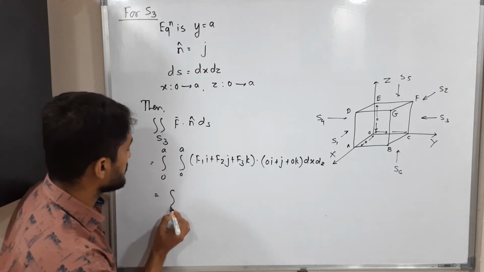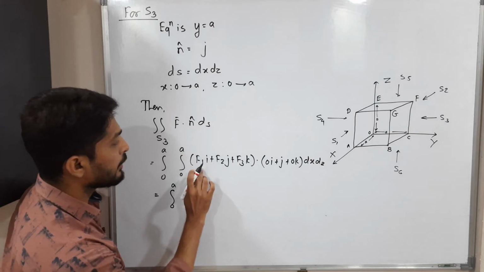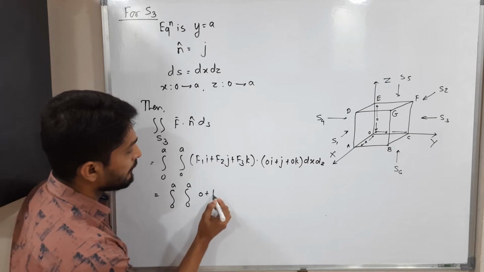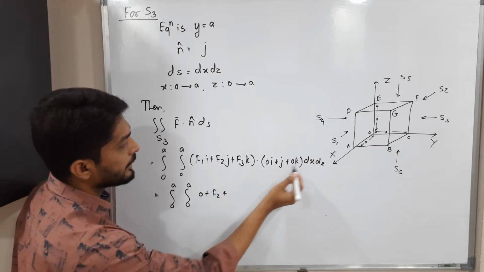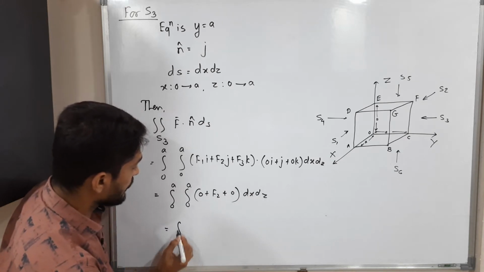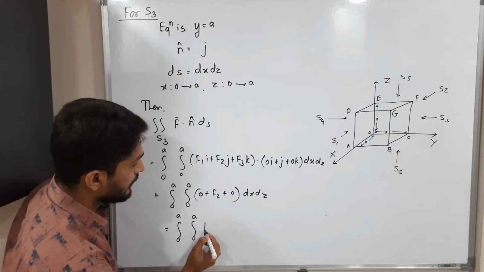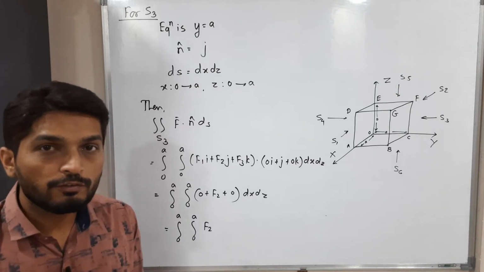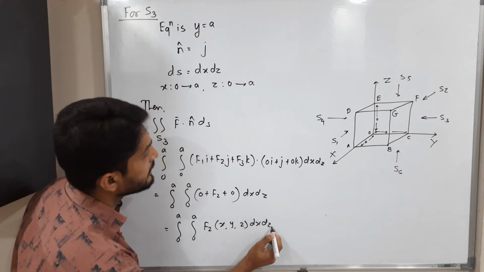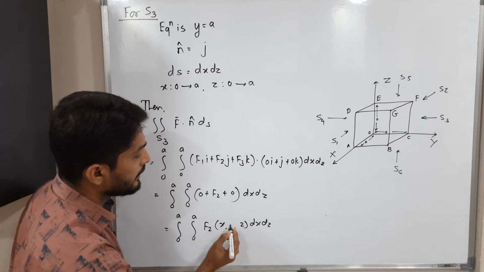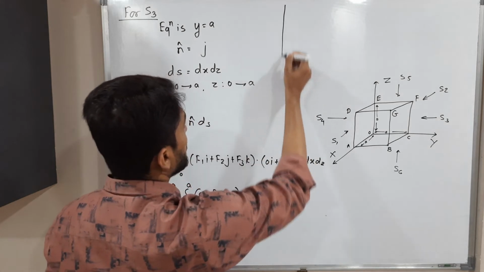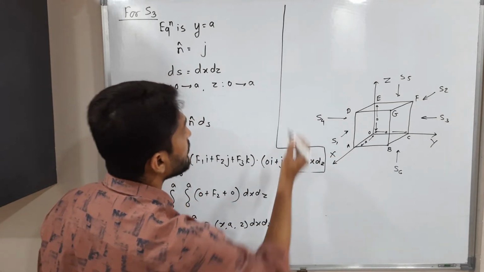So this is equal to the integral from 0 to a, 0 to a, of the multiple of i, f1 into 0, the multiple of j, f2 into 1, here we have f2, and the multiple of k, f3 into 0, dx dz. So this is equal to the integral from 0 to a, 0 to a, of f2. Basically f2 is a function of three variables x, y, z, dx dz. But see here y is fixed, whose value is a, so I should write a here. Okay. So similarly, let me write for the remaining surfaces.